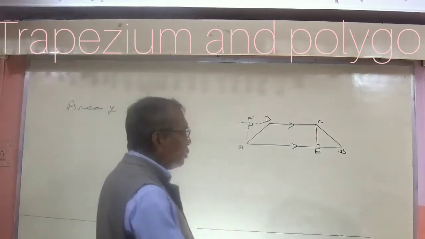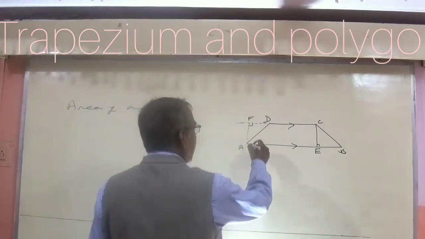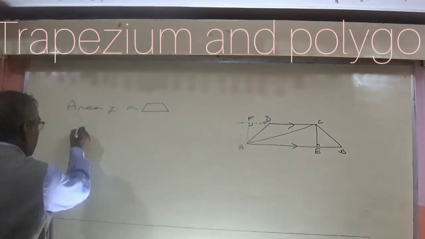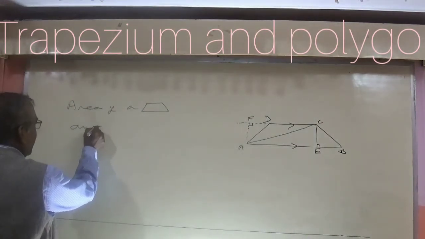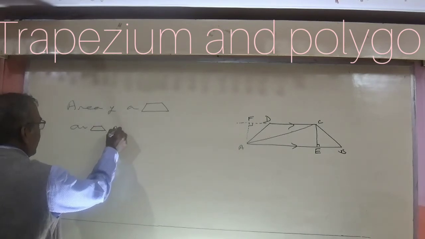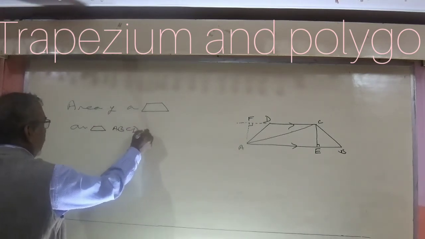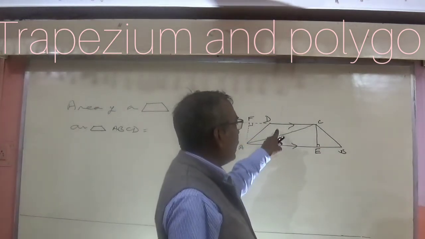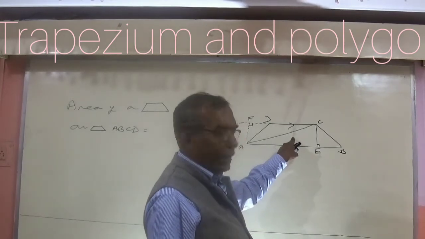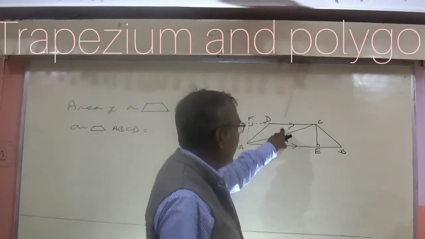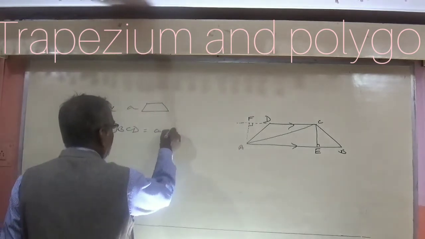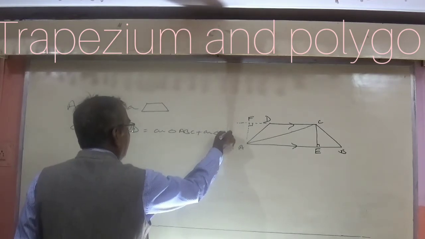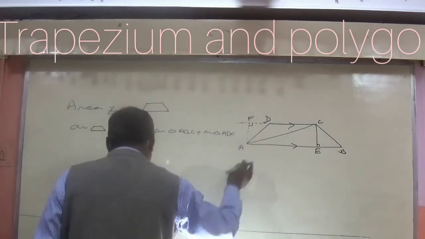Now I am going to derive how to find the area of a trapezium. For that it is required to join AC. Area of trapezium ABCD, try to understand all of you. This area of trapezium ABCD we are going to divide into two triangles: area of triangle ABC as well as area of triangle ADC. So area of triangle ABC plus area of triangle ADC.